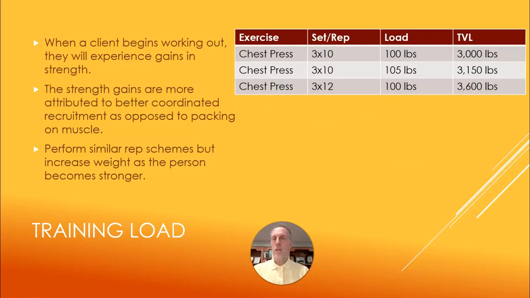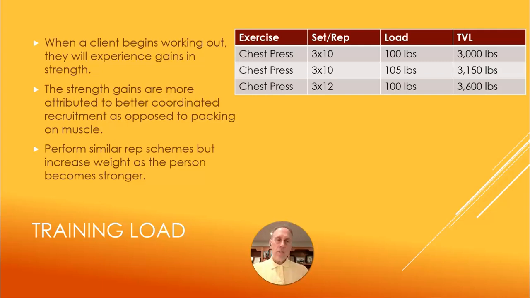So if we take this a step further, when a client begins working out, they're going to experience gains in strength. That's just an inherent byproduct of what we're doing. You just can't help it. And you should urge your clients to get stronger because it's a benefit no matter how you slice it. I've had some clients who are so wigged out about getting stronger, and it's not a detriment. It's always a benefit. But the strength gains in the early stages of a workout program are more attributed to the greater effectiveness or better coordinated firing of the central nervous system to recruit the right muscle fibers as opposed to packing on tons of muscle on the front end.